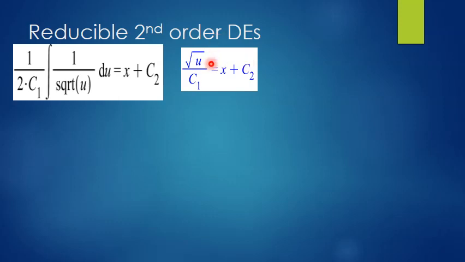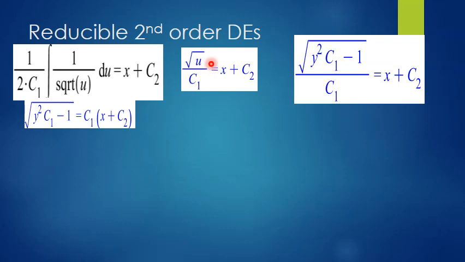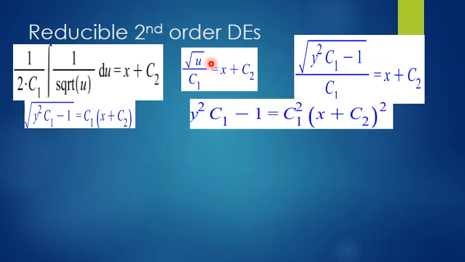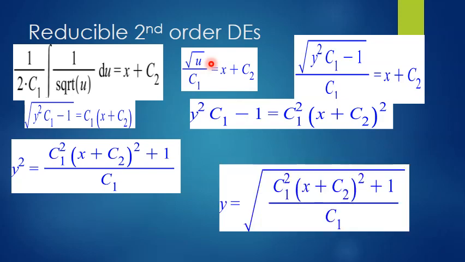So let's put u back in. So that's what I used for u. And now the idea is to find y. So let's do some algebra to find y. So I multiplied by C1 on both sides, squared both expressions, added 1 to both sides, divided by C1 on both sides, and I get that y is equal to this expression. And you're like, wow, that was a lot of work to get this answer.